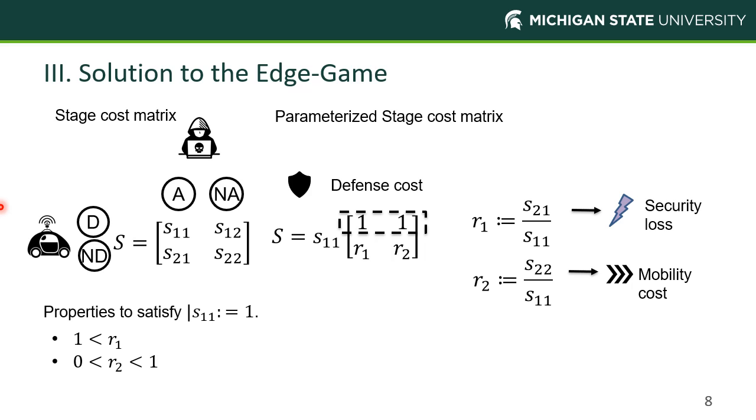If we assume S11 to be unit defense, we need to satisfy the following properties. The first property says that R1 is greater than 1. That is, there is some incentive for the attacker to even choose to attack when the defender does not defend. And the second one says that the mobility cost cannot be higher than the defense cost. Basically saying if the defense cost was cheaper, then the agent will always choose to defend.